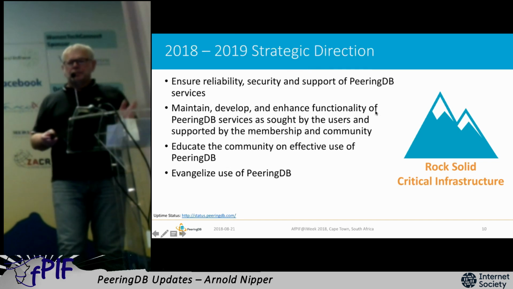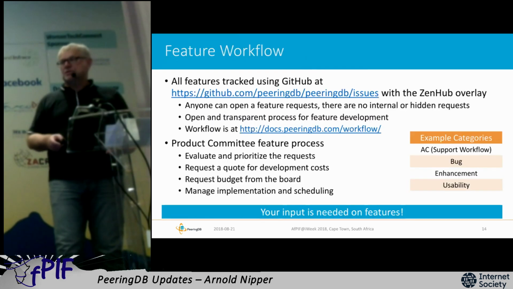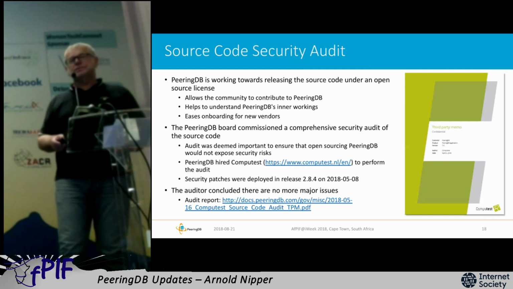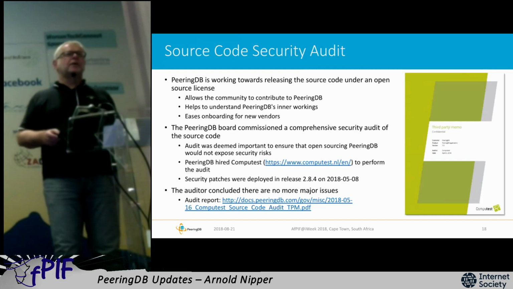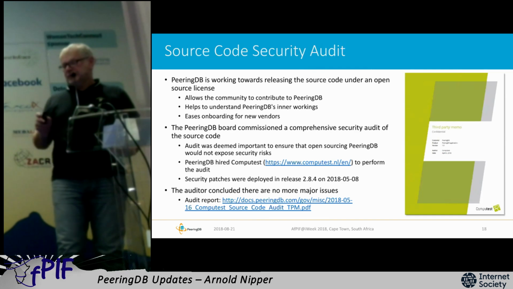This is not so important. These are really minor issues. What you also want to do is to make the source code of PeeringDB public source. Therefore, we did a security audit, fixed some minor issues with the source code, and hopefully we will be able to make the source code available this year.